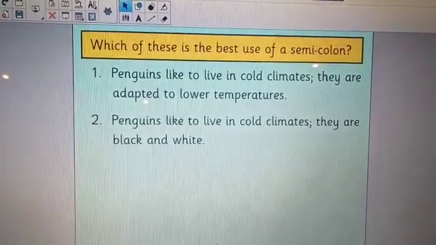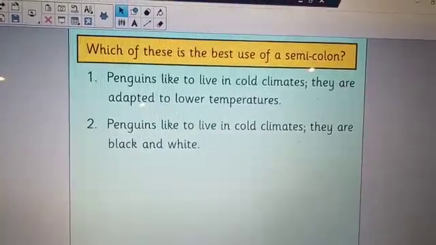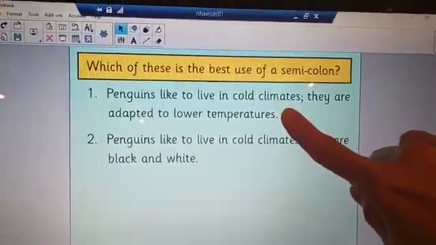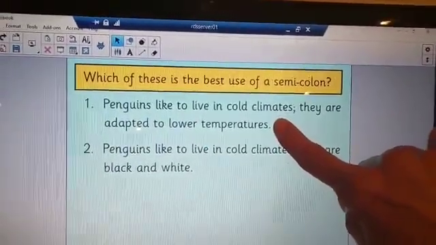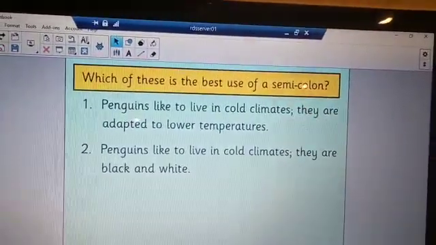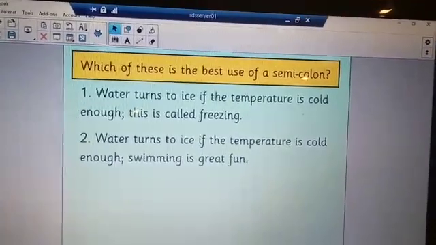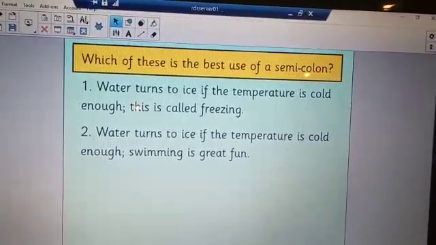2. Penguins like to live in cold climates. They are black and white. Well done if you said number 1. The second clause, about lower temperatures, explains a little bit more and is linked to the first clause. Try this one. Which of these is the best use of a semicolon?